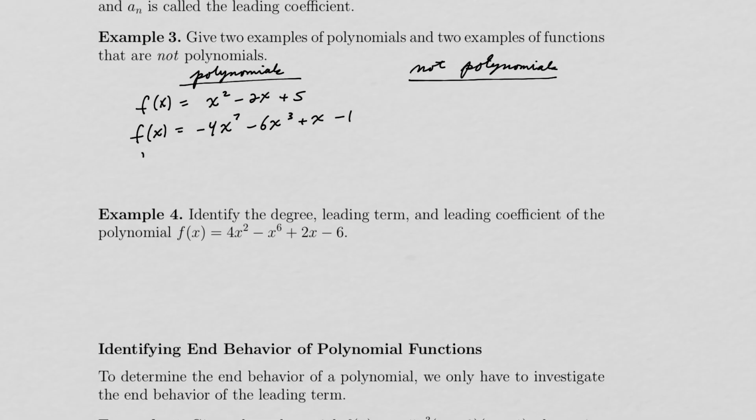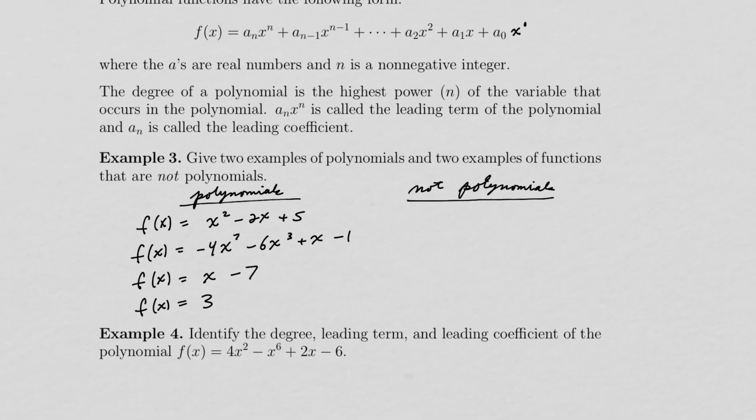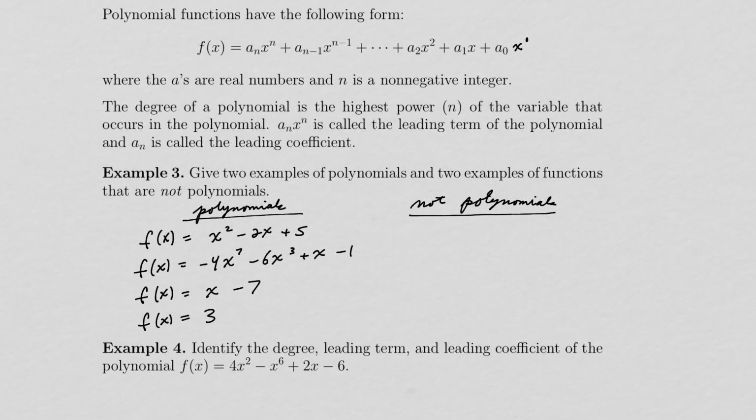Certainly this would be, right, that fits the form. That would be a linear function. And then even if you just had a constant, that would also be a polynomial, right? Because that would fit this form right here where basically all these coefficients are 0, but we just have this constant term, right? This a naught is a 3 in this case. All right, so those are examples of polynomials.